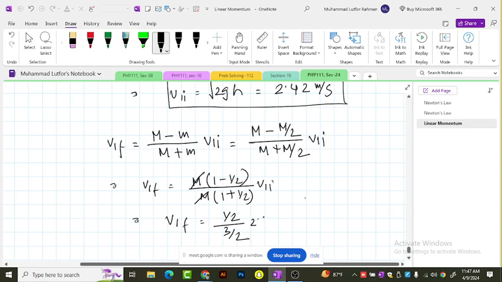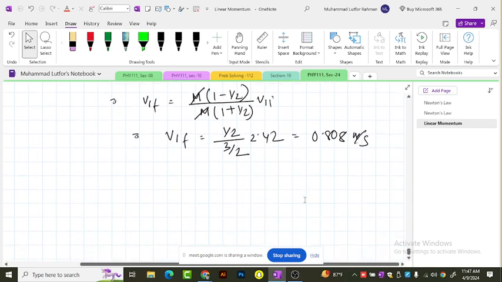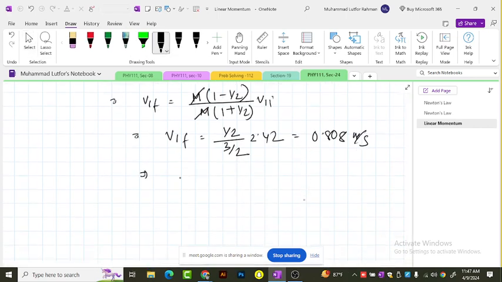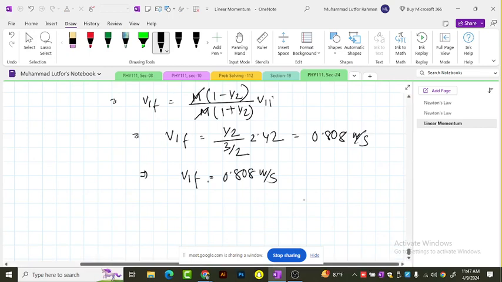Actually, you find out 2.42. Then you will find out this V1F is going to be 0.808 meter per second, which is positive. That's important for me, which means this one is going to fly off from the surface at that velocity, which is 0.808 meter per second.